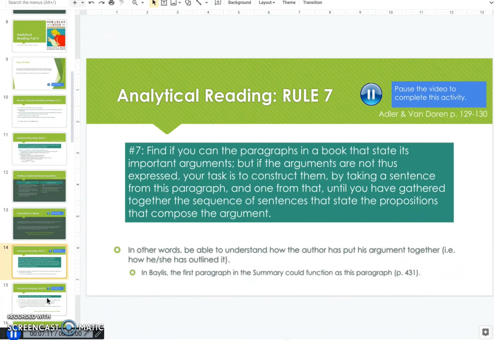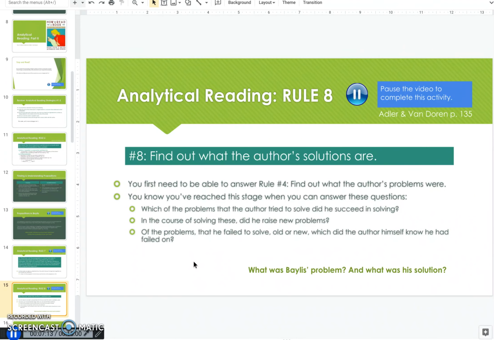All right, rule number 8. Find what the author's solutions are. Okay, so this is kind of the bookend to rule number 4, which was find out what the author's problems are. So if you did the journal entries, which were those first 5 analytical rules on Baylis, this will really help you do this activity in the class.